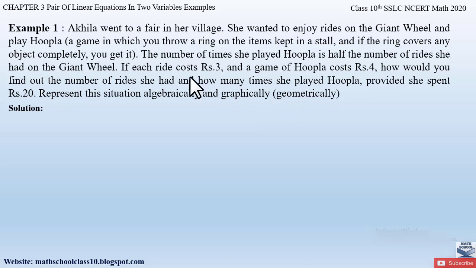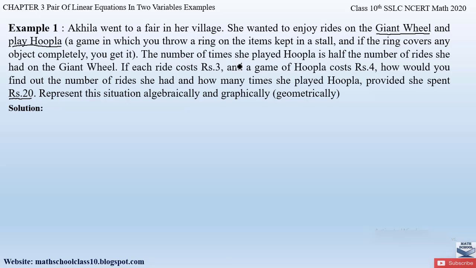So here, first of all, let us understand the question. Akila has rupees 20 with her and she goes to a fair in her village. There is a ride, giant wheel, and a game, hoopla, which she tries. So how does she spend this rupees 20 to have a ride on giant wheel and to play hoopla?